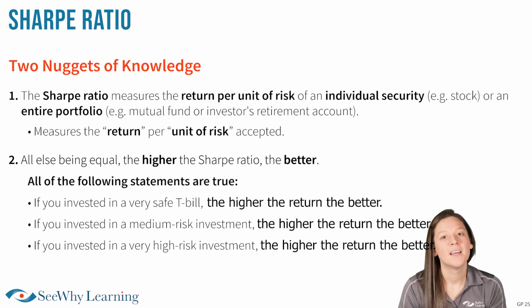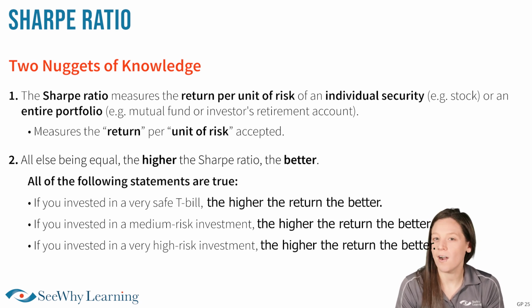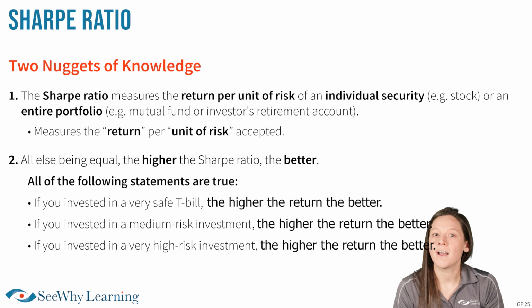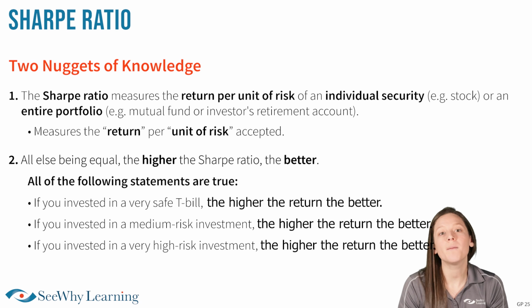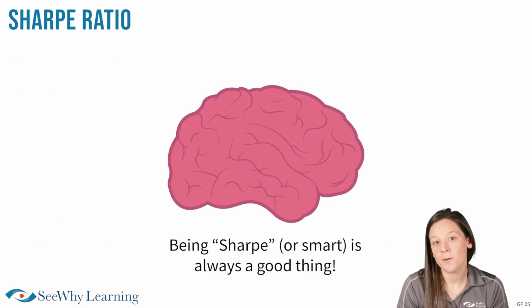Makes sense, right? It doesn't matter what type of investor you are or what you are invested in. The higher the Sharpe ratio, which is the return per unit of risk accepted, the better. Now here is a great memory aid. Being sharp, or smart, is always a good thing.